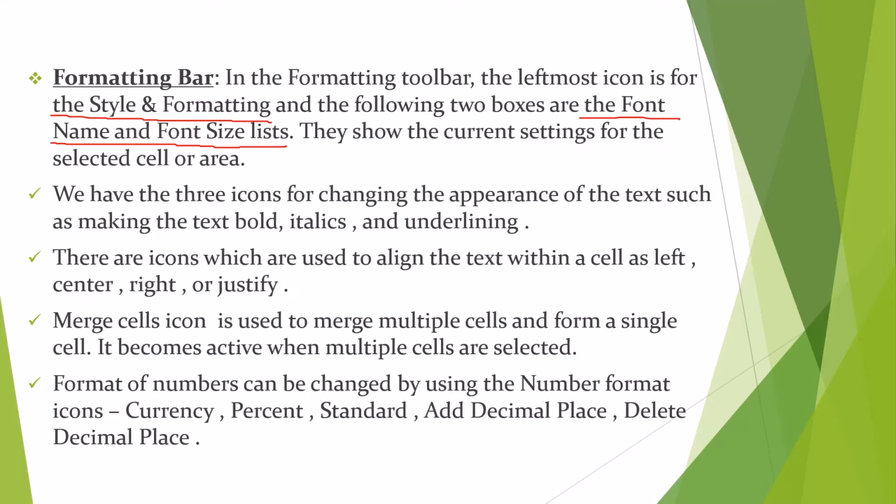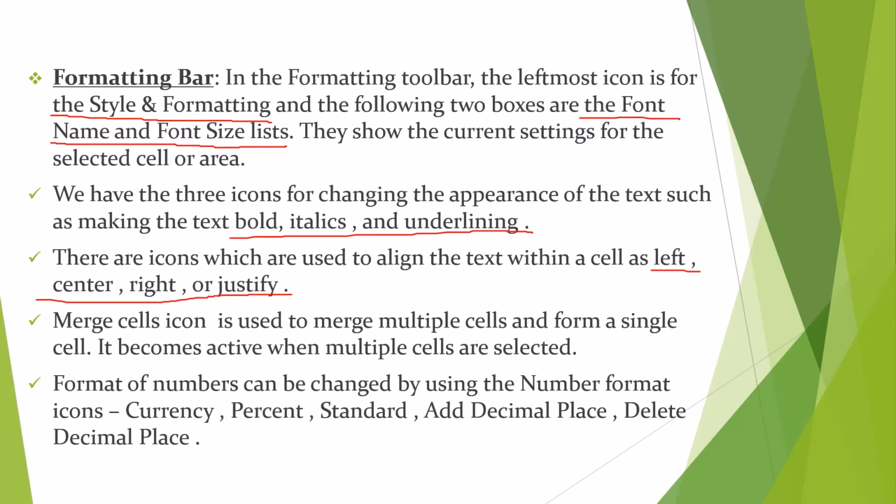Next is we have 3 icons for bold, italic and underlining. Next is for alignment. There are 4 alignments like left, center, right or justify. Merge cell icon means it will be used for merging the cells, and it will become active when multiple cells are selected. Of course, you cannot merge a single cell, you can merge multiple cells.